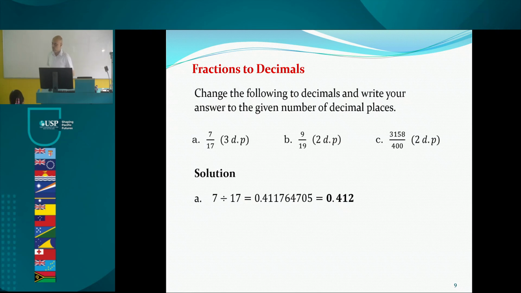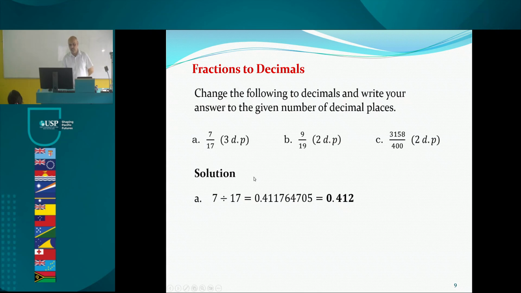But remember, the requirement of the question is to write it correct to 3 decimal places. So how do you round off to 3 decimal places? Look at the next digit. Next digit means the 4th digit after the point. So after the point, you notice that the 4th digit is the number 7. So if that number is 5 or more, you add 1 to the previous number. So it's going to become 0.412.